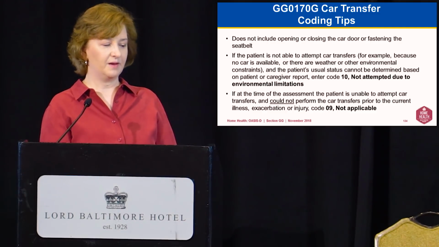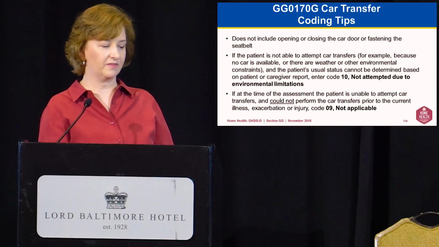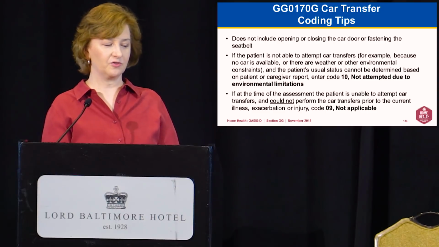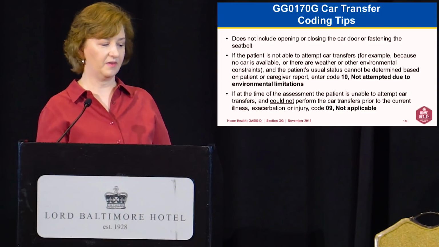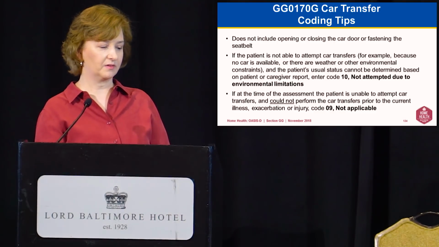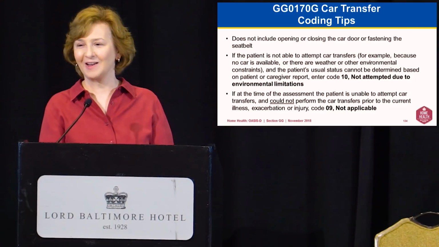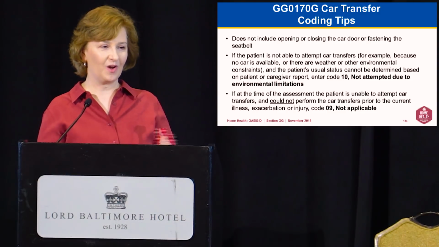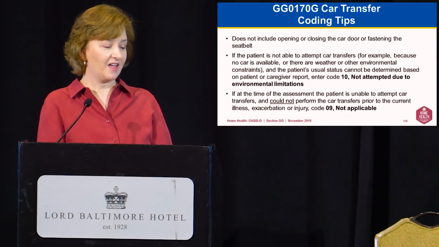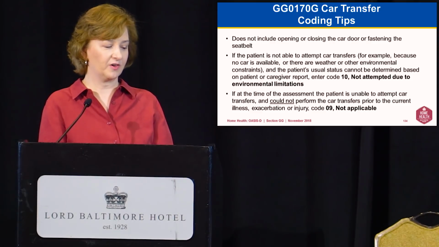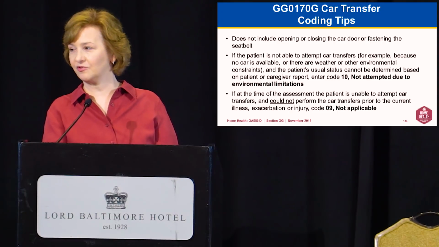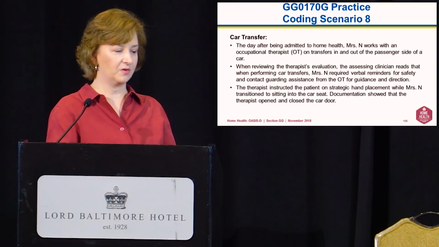If the patient is not able to attempt transfers, for example, because a car is not available or there is weather or other environmental constraints, and the patient's usual status cannot be determined based on the patient or caregiver report, enter code 10, not attempted due to environmental limitations. So again, it could be weather, could be equipment in this scenario, or both. If at the time of the assessment the patient is unable to attempt car transfers and could not perform the car transfers prior to the current illness, exacerbation, or injury, again, 09, not applicable, would be coded.